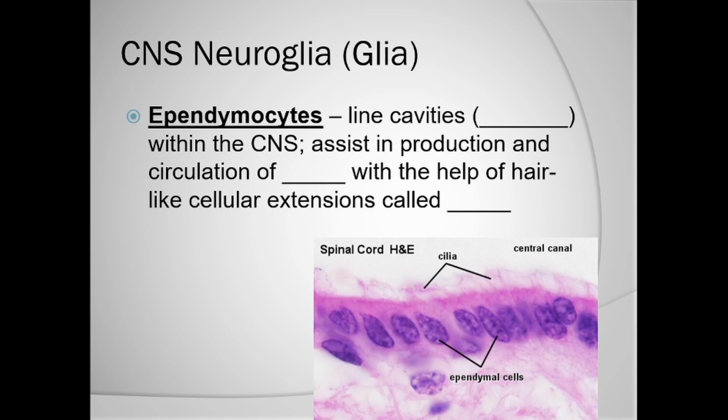In that micrograph you can see the spinal cord, part of the ventricle that runs down the spinal cord. You can see the ependymal cells on the bottom, and then they have these cilia extensions. Cilia can be used for a variety of functions. In this case, they assist with the circulation, the movement of cerebrospinal fluid through the central canal, which is an extension of the brain ventricle running down the cord. And so that's their main function.